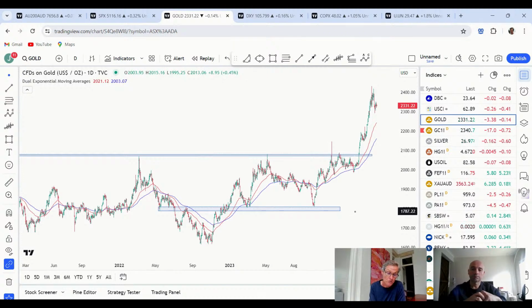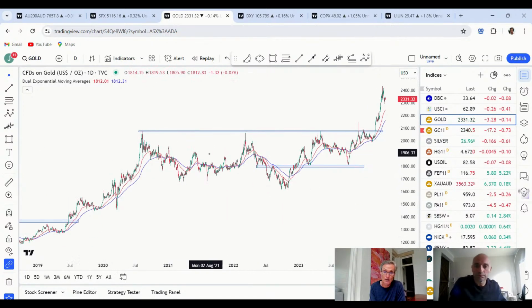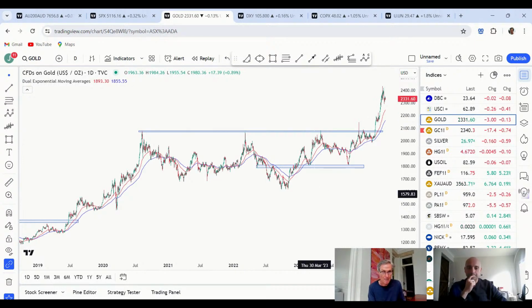So gold's one of those ones which has recently broken out of a range. 3.5 years of trading sideways, and we've got a breakout of almost a couple of months ago now. Big upward move. Just something I've been talking about in my weekly strategy videos. I cover gold each week.